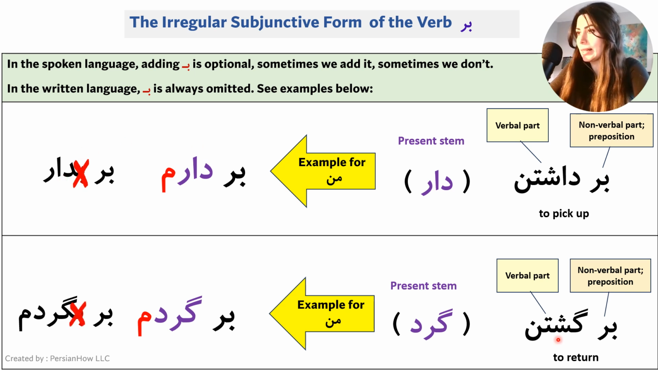And the same with برگشتن. Again, we have another بر. گرد is the present stem. So we should attach be to the present stem. But again, it would be a be here and then another be here. So it would be like بر بگردم. So that's why we don't attach the be to the present stem and instead we say برگردم.